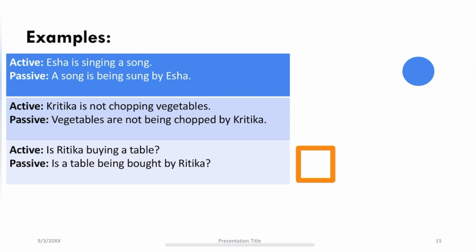The third one is Ritika is buying a table. इसका क्या बनेगा? Is a table being bought by Ritika?